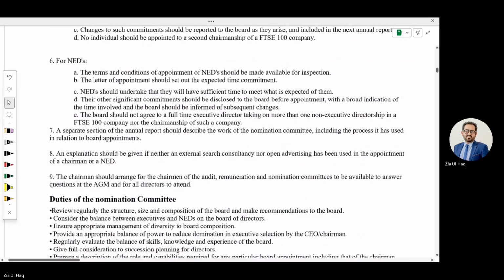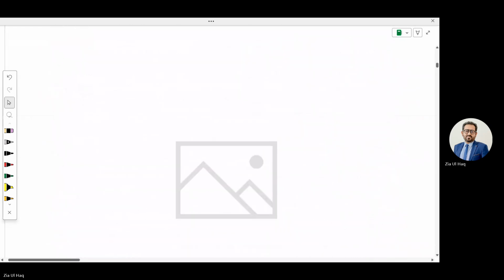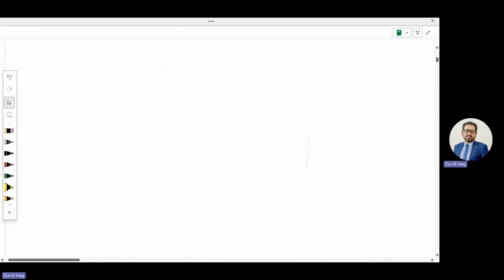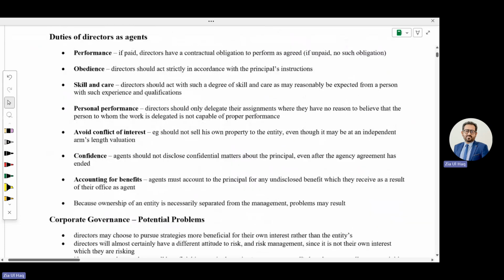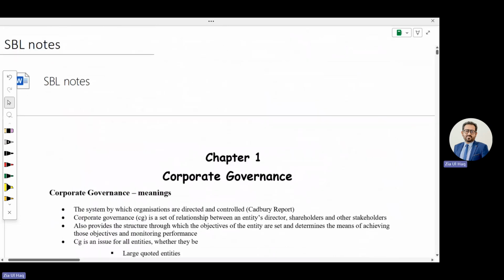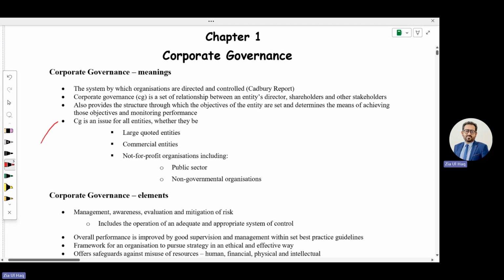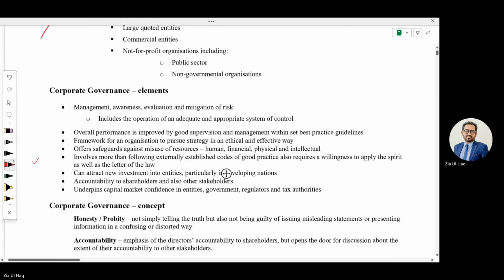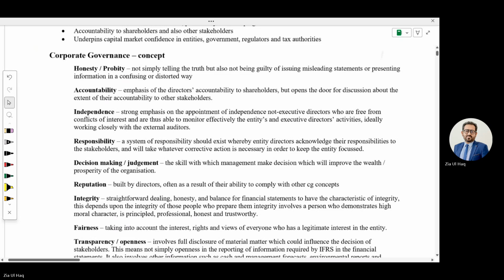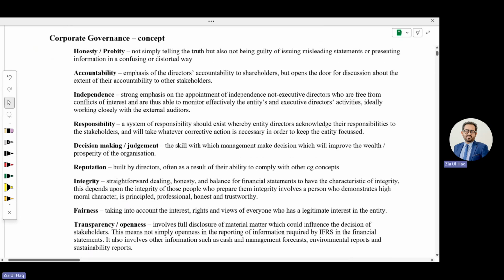So if we go forward from chapter 1, see what we have covered. In chapter 1, this area we have covered, this is just reading. There are different concepts of corporate governance.